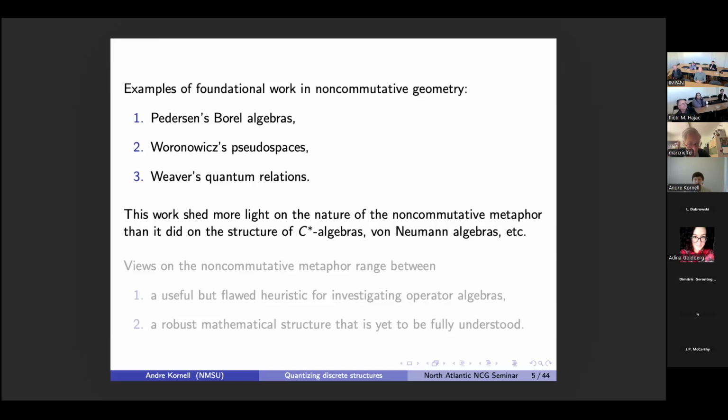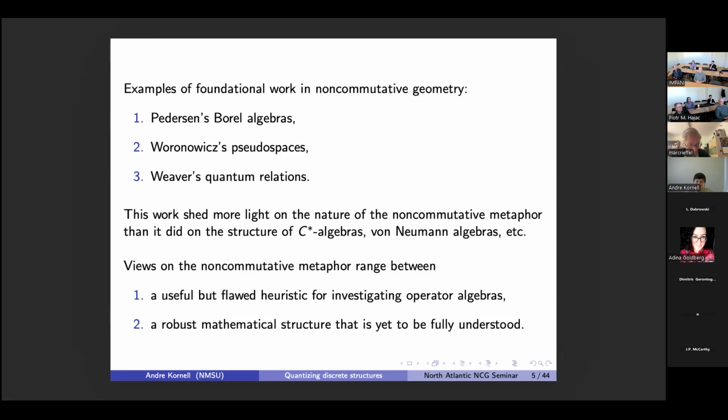Okay, getting back to the main thread, views on the non-commutative metaphor, I would say, range quite widely. On the one hand, some people regard it as a useful but flawed heuristic for investigating operator algebras. But other people regard it as basically a robust mathematical structure that is yet to be fully understood. And I should say right now that I'm actually quite sympathetic to both points of view, because I've held both points of view over the course of my career.